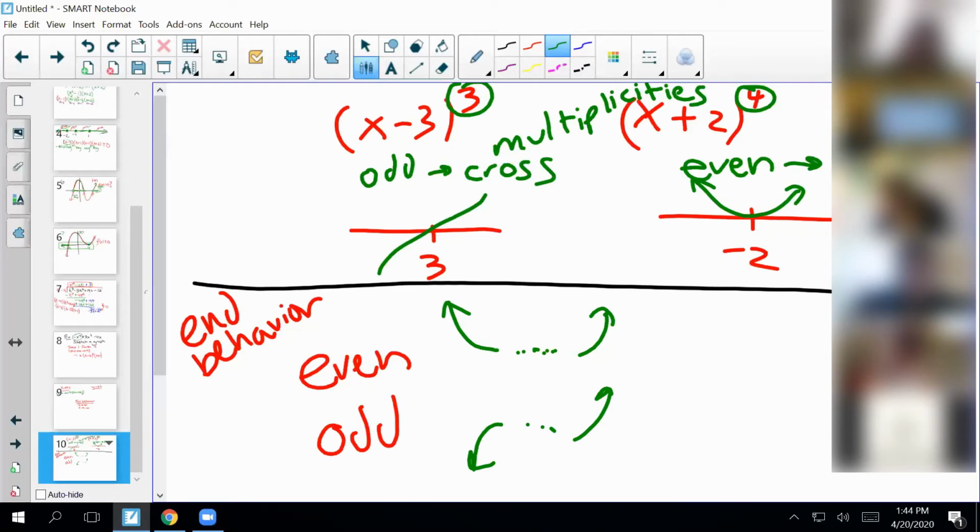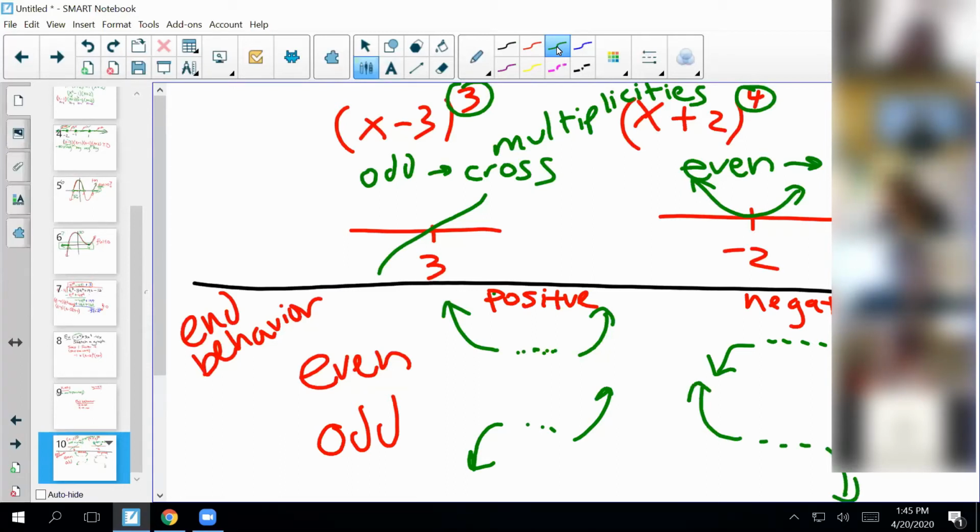Now, one caveat is that everything gets flipped if it's a negative. So this is only for a positive term. For negative, everything gets flipped over the x-axis. For example, these two arms that are going up would be going down for negative even, and for odd, it would be kind of like this.